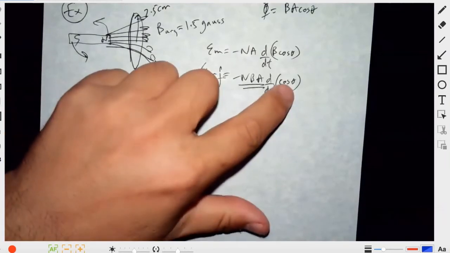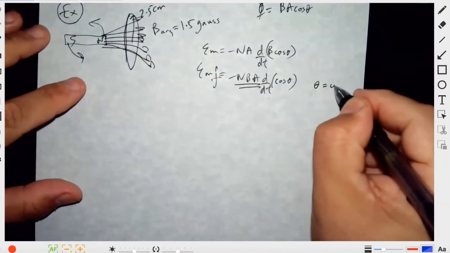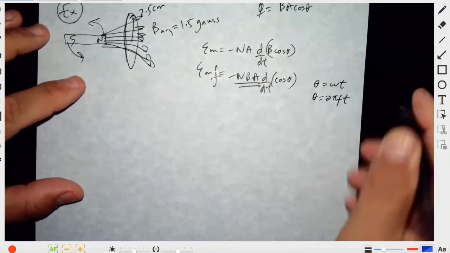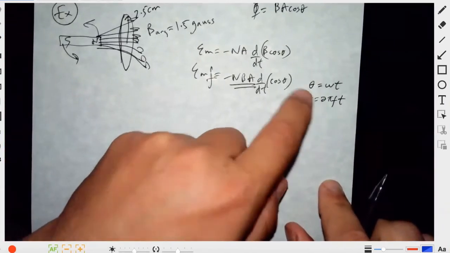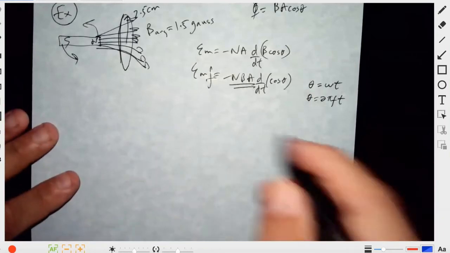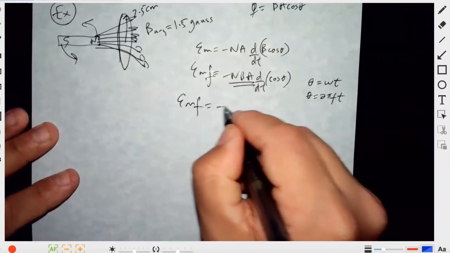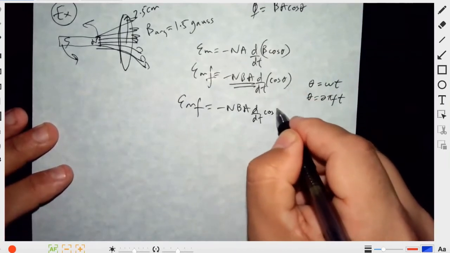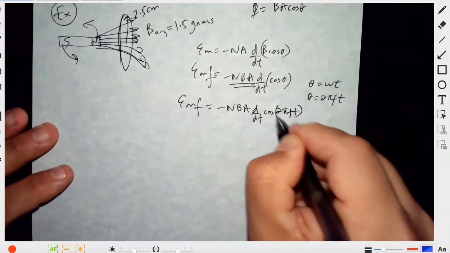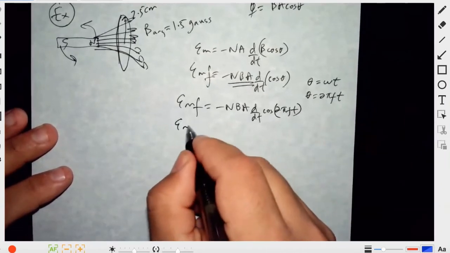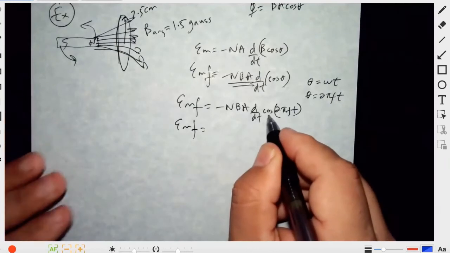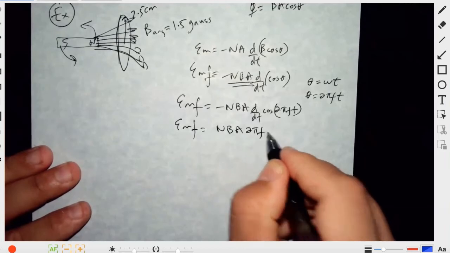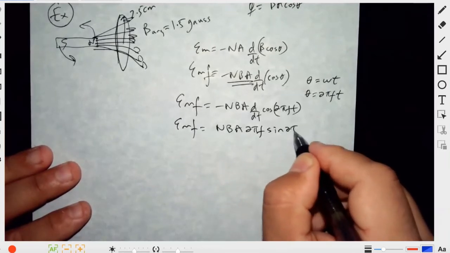Now, how do we take the derivative of that? Well, theta is equal to omega t. And omega is 2 pi f. So that's how we're going to incorporate the derivative. So we're going to say EMF equals negative NBA d by dt cosine of 2 pi ft. Now the derivative of cosine is negative sine. So it's just going to be NBA 2 pi f sine of 2 pi ft.